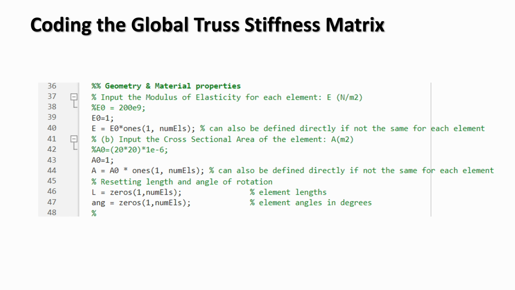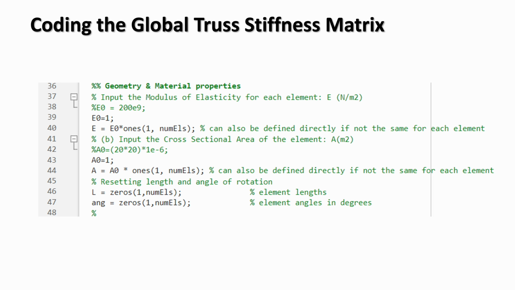Now we move on to defining the geometry and material properties. We start with the modulus of elasticity. Here I've set E equals to 1, just to keep the number simple and to check with the results that we got in the exercise that we completed by hand. In practice, we would normally use a realistic value, such as 200 gigapascals for steel.